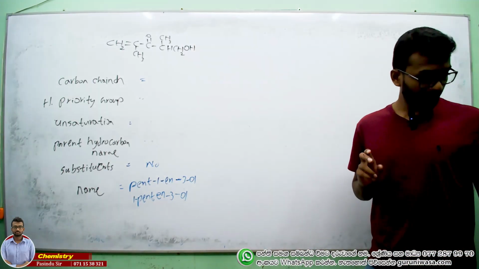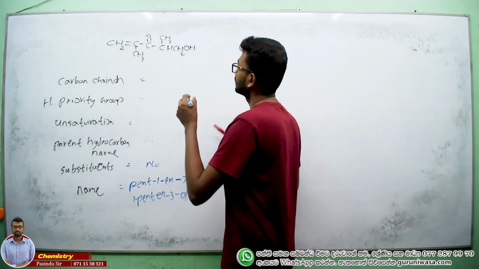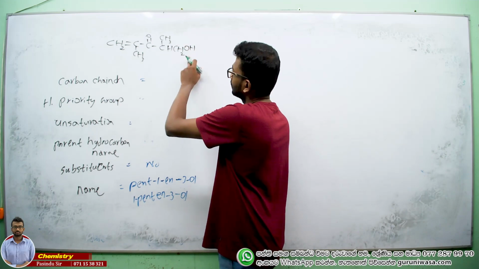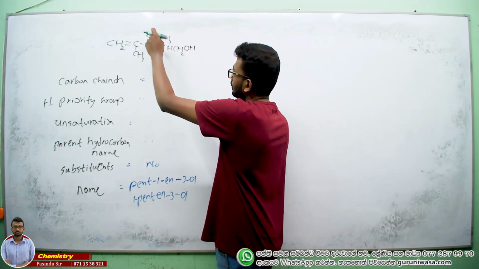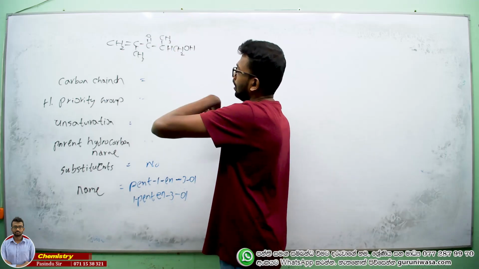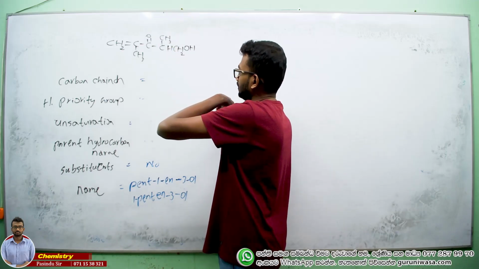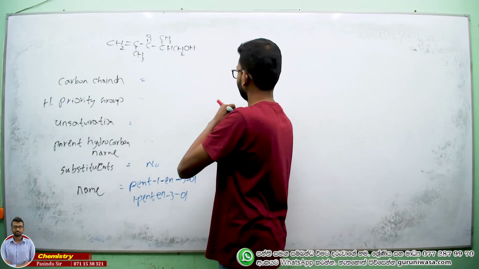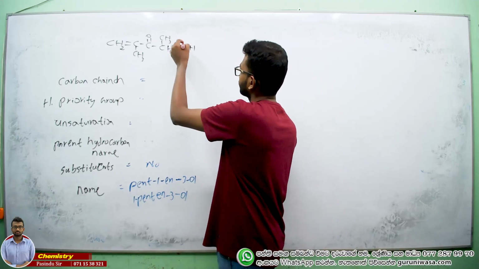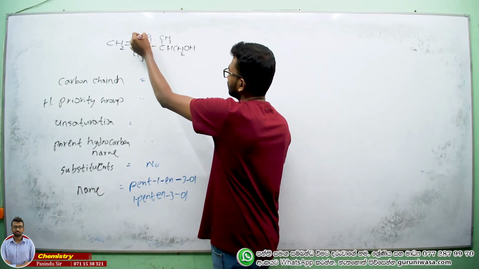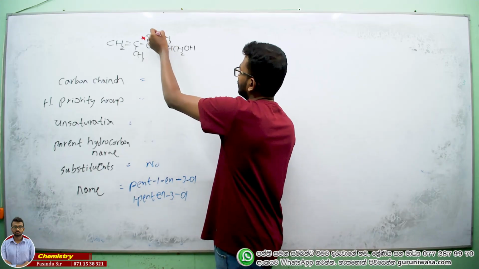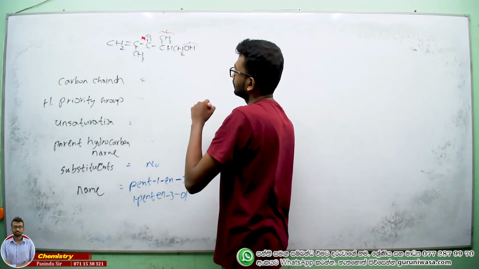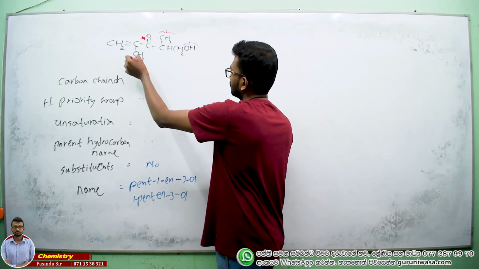First, find the carbon chain. So what are the groups? OH till. So what would be the main chain? This one. So mark it. This is the priority group, right? We can take these things as substituents, and this one also.